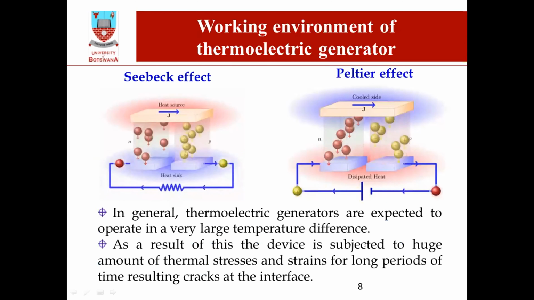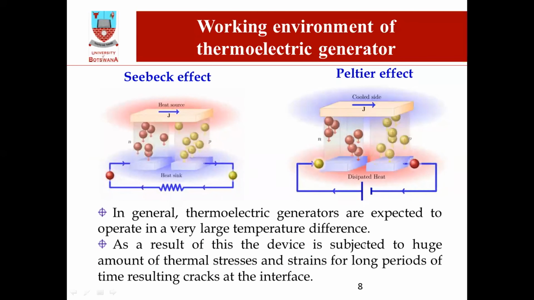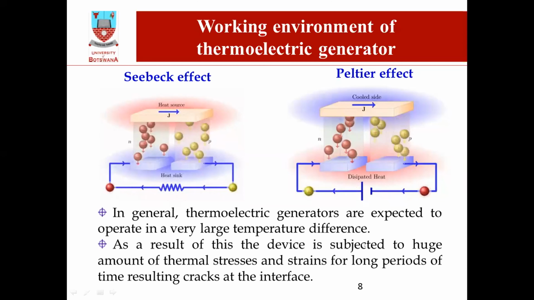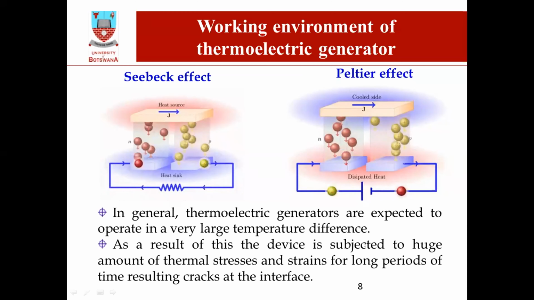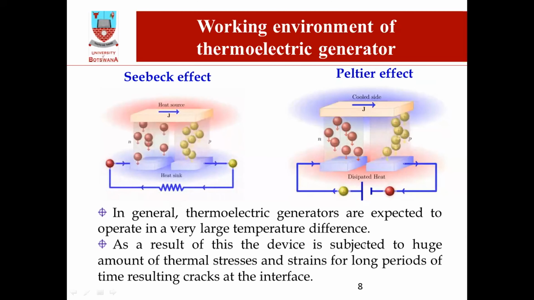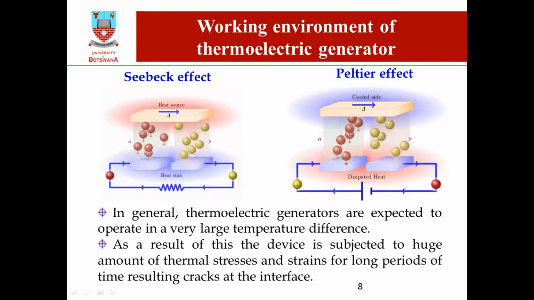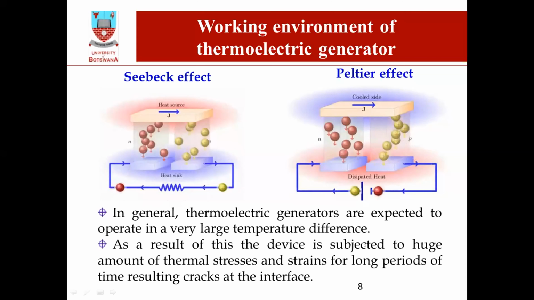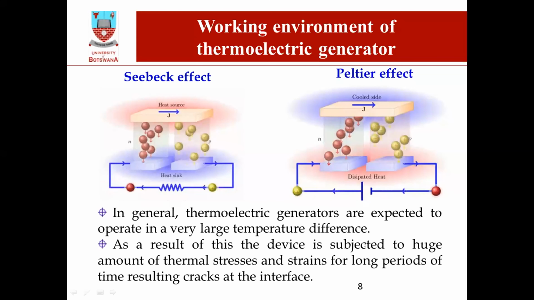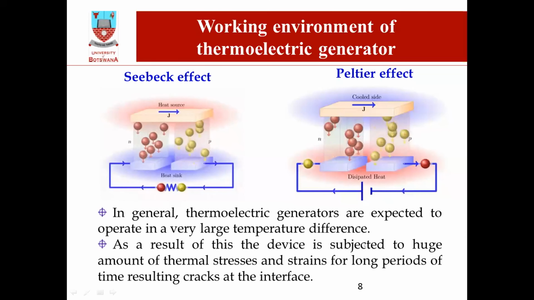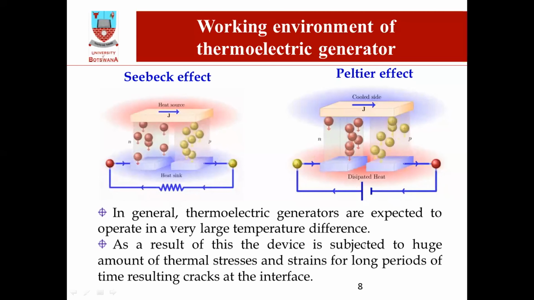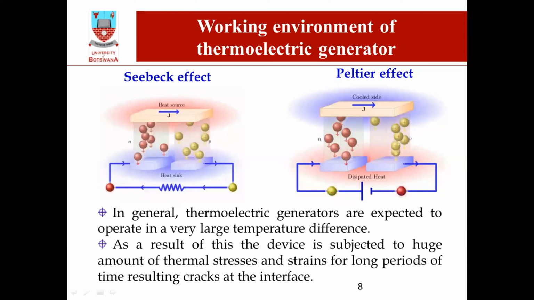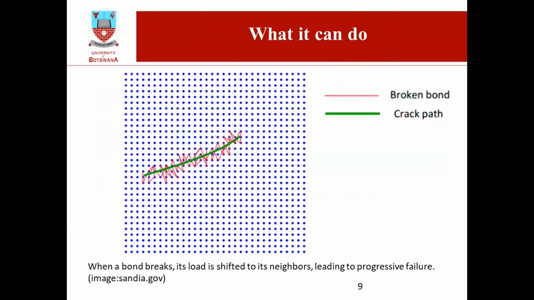Okay, this is the principle of a thermoelectric generator. Simply, if we have a temperature difference, this temperature difference is going to be converted into electricity using this P and N junction type of thermoelectric generator. When this device is in operation, it's going to be subjected to a high temperature difference, so there will be cyclic thermal stress. That is going to be our point of interest in this paper.